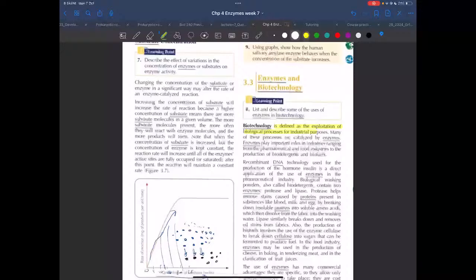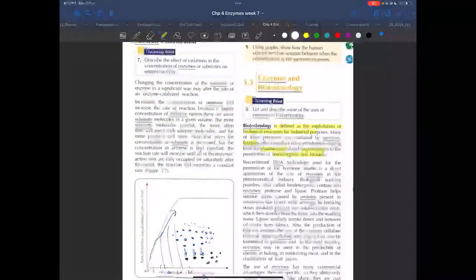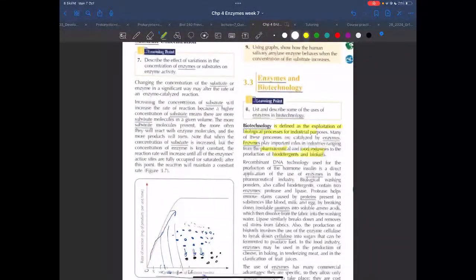Now, how does this happen? We use enzymes. We use enzymes in pharmaceutical companies and also in food industries, and for the production of biodetergents and biofuels. You don't have to know what they are, but many pharmaceutical companies use biotechnology to produce certain chemicals. They do that using enzymes. That's why enzymes are very important, and we can play around with enzymes in biotechnology.